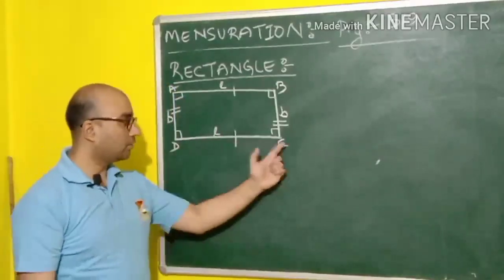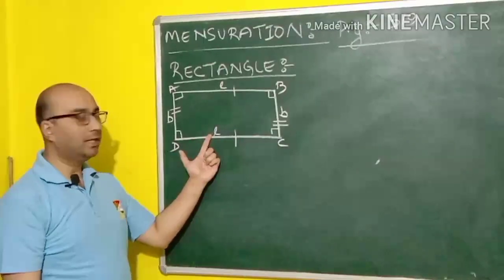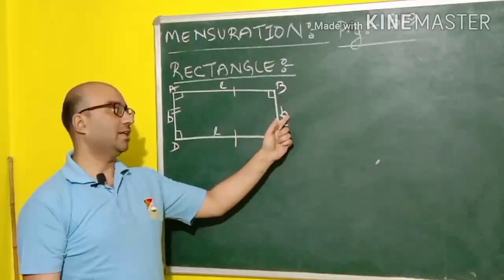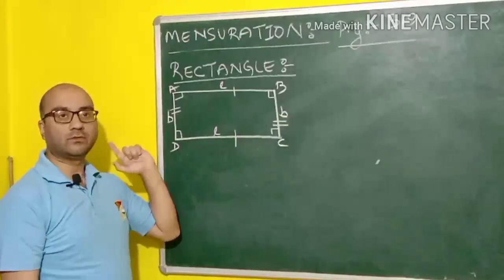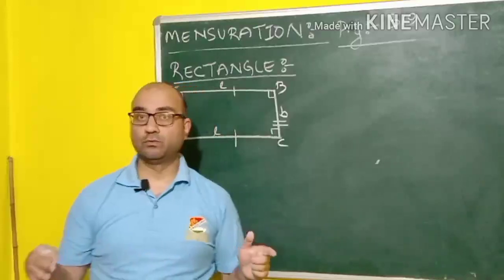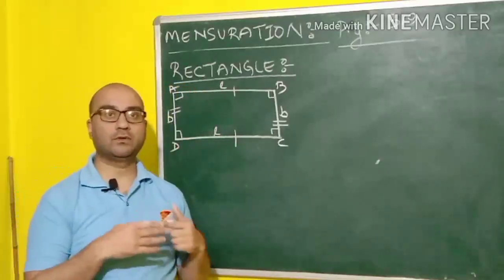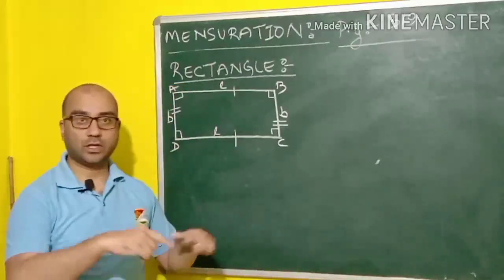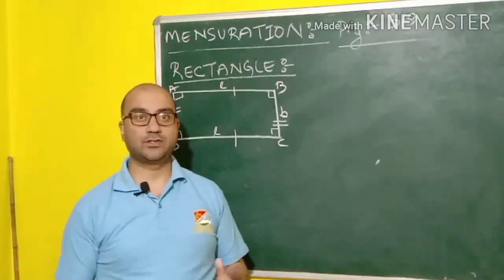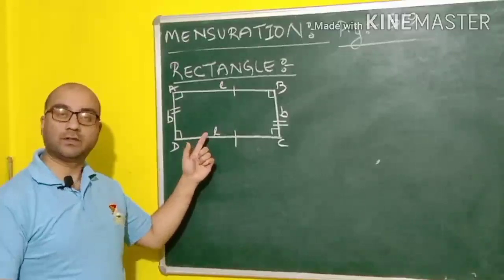The length of the rectangle is abbreviated as small l. So if this is l, this will also become l, and the breadth is abbreviated as small b. So this is also b. The perfect example of a rectangle would be your room, your bedroom, or your living room, wherever you are staying. The shape of your room may be rectangular. So this is the figure of a rectangle.